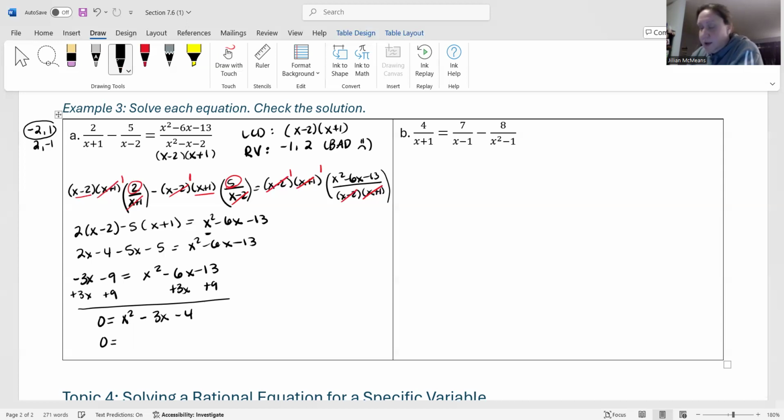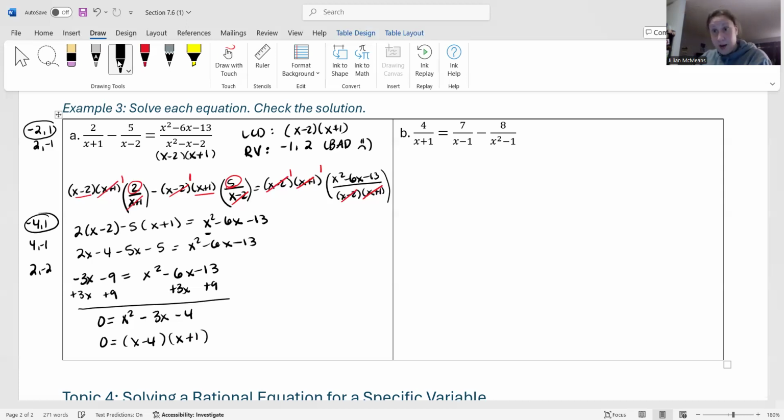Luckily, we have a quadratic trinomial where the coefficient of the square term is 1, so this factors beautifully. Now we need factors of negative 4 that have a sum of negative 3. That could be negative 4 and 1, 4 and negative 1, or 2 and negative 2. Of those 3 pairs of factors, which pair adds up to negative 3? Hopefully you're screaming from the rooftops the first pair. So this factors as x minus 4, x plus 1.